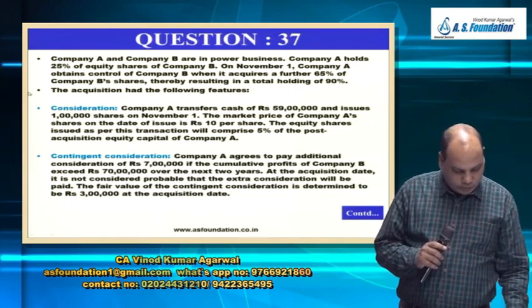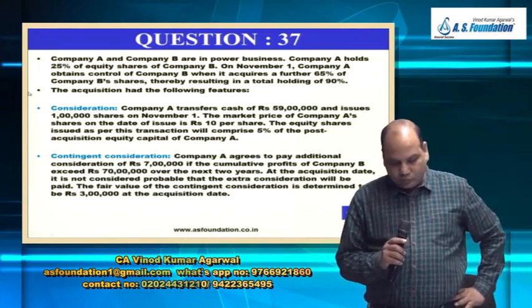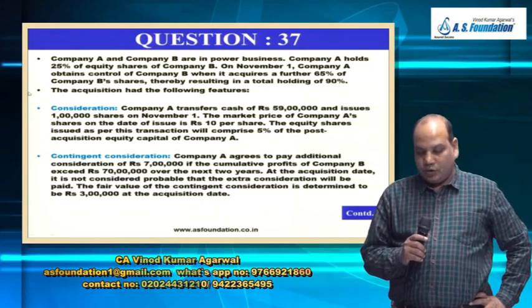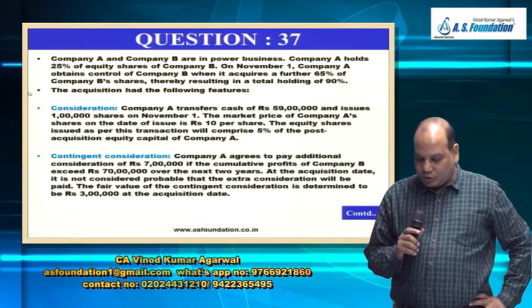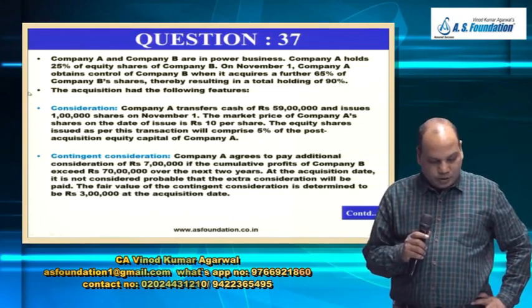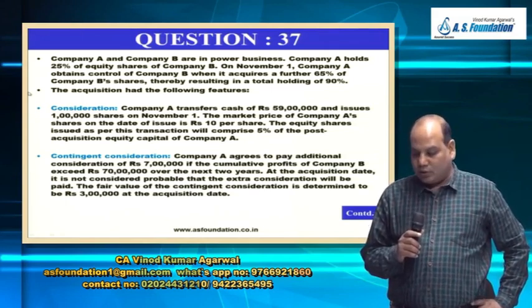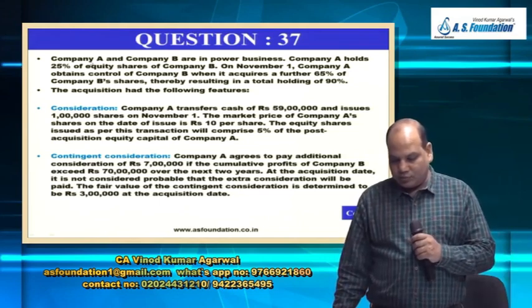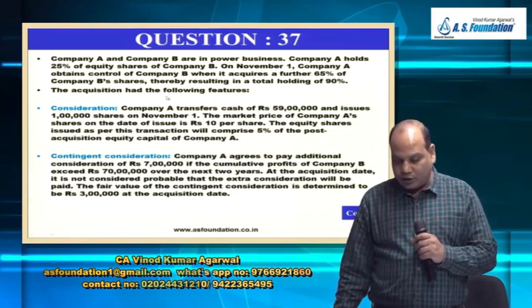This is not 37, 36. Come to 36 number. Question 36. Company A and B are in power business. Company A holds 25% of equity share of Company B. On 1st November, Company A obtains control of Company B when it acquires a further 65% of the Company B share. So 25 plus 65, thereby resulting in a total holding of 90%.